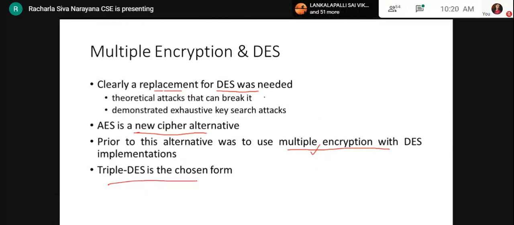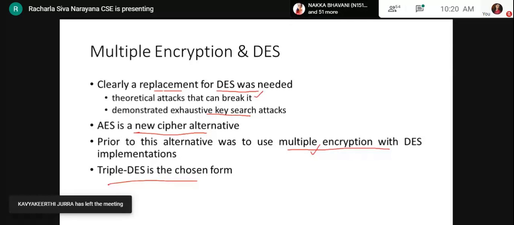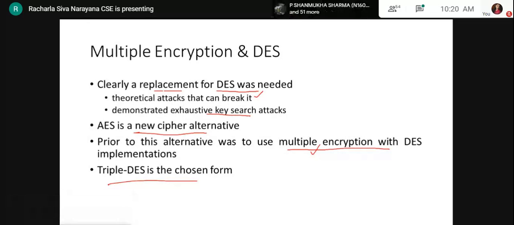So why is an alternative replacement needed? Theoretical attacks can break it, meaning differential, linear, and exhaustive key search attacks. These are other types of attacks performed by attackers. That's why, to provide security, alternative algorithms were generated. Among those, the new approach is AES, and the modified approach of DES is multiple encryption techniques.